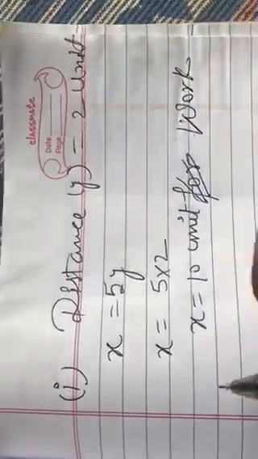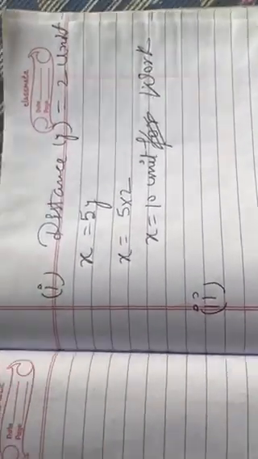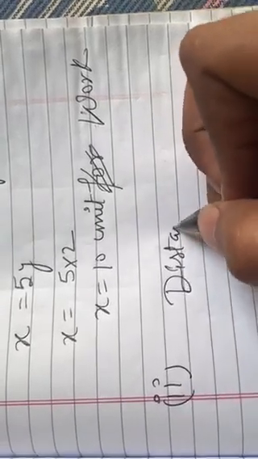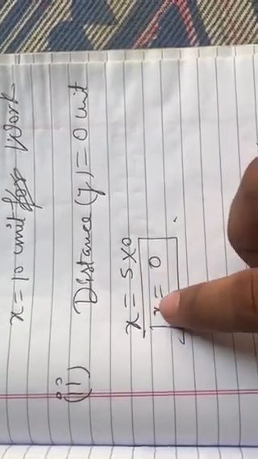10 units of work. And for the second, the distance is 0 units. Distance y = 0 units. If we put y = 0, we get x is also 0. Why? Because x is directly proportional to y. As the value of x increases, the value of y also increases, right.